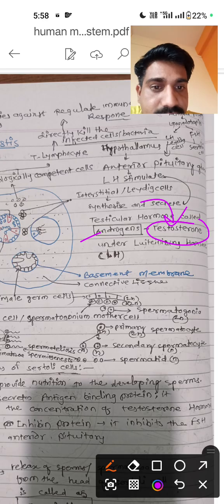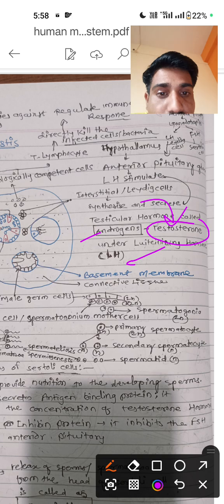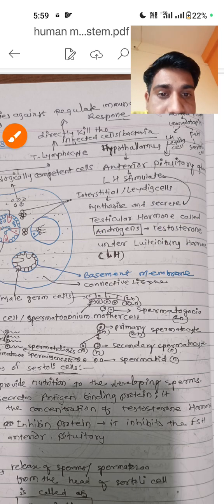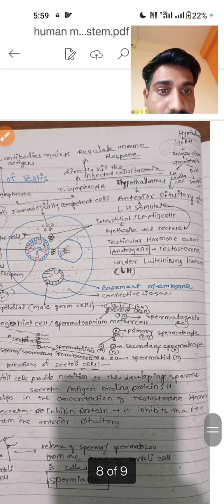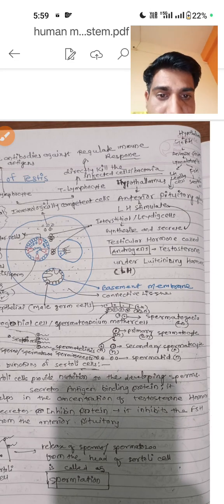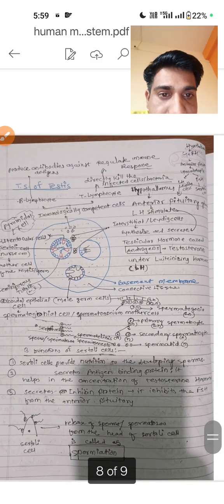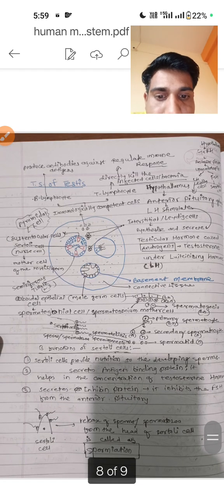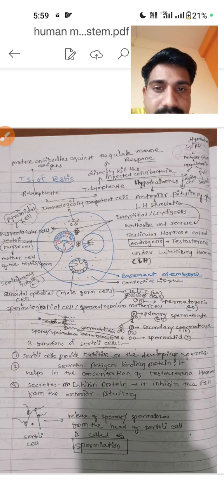This is under the LH hormone. LH is a type of gonadotropin, synthesized and produced by the anterior pituitary, and it is controlled by the hypothalamus. Then FSH. So this is regarding the TS of testis, and second one is the LS of testis.